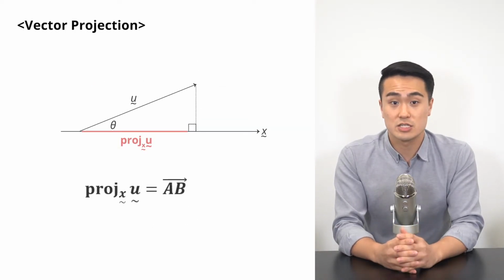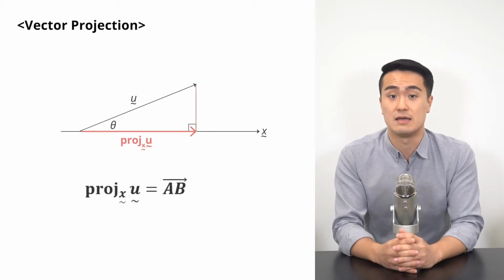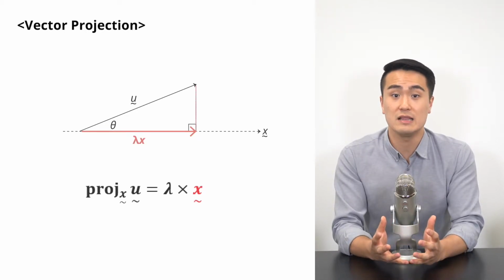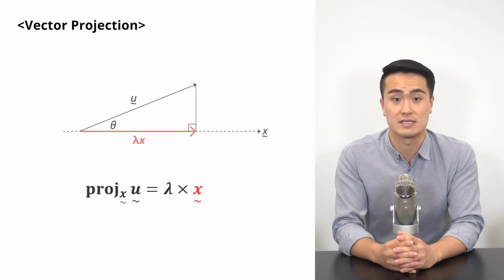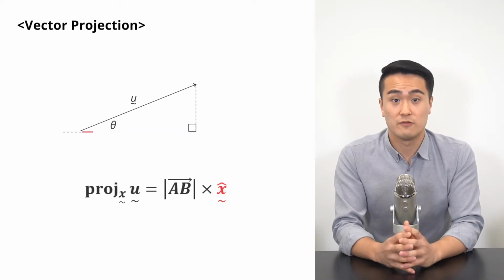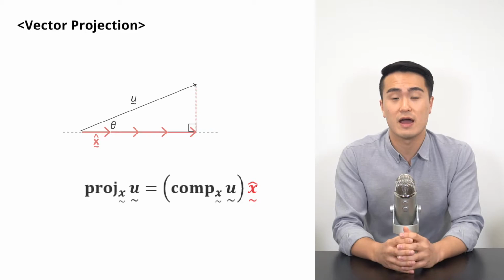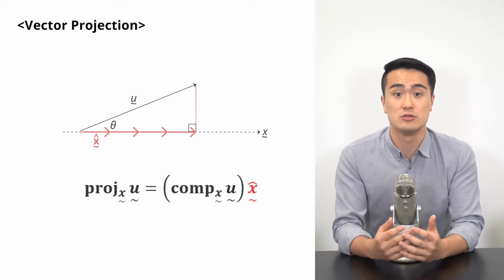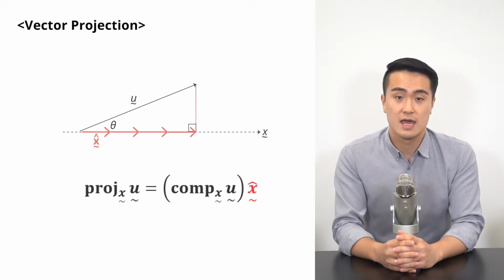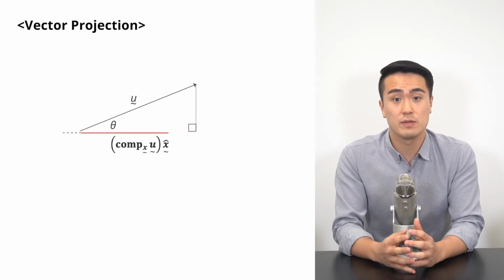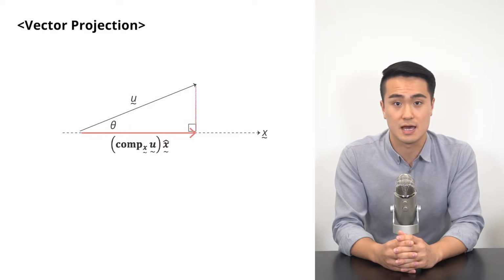Now, the vector projection represents the whole vector AB, and we can observe that vector AB is just the scalar multiplication of the base vector x as we are going in the same direction. So, if we have the unit base vector x hat, then we just need to figure out how many x hats we need to produce the vector projection. Since we figured out the length of AB already, we can just multiply the scalar projection to x hat.